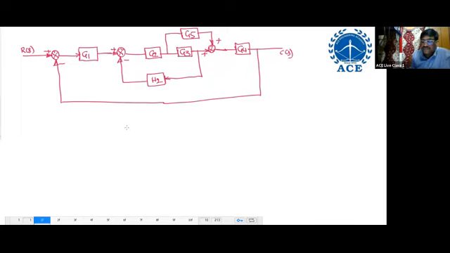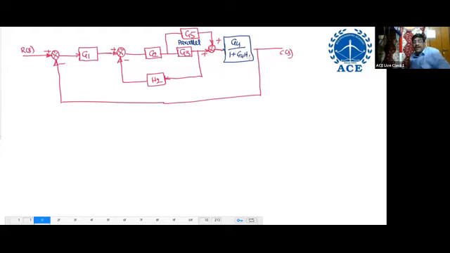So listen. I want to make it a parallel combination. These two I want to make parallel. Previously we made it a loop, now I want to make it parallel. So here G4 by 1 plus G4 H1, which we already simplified.